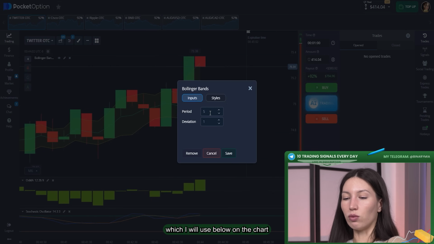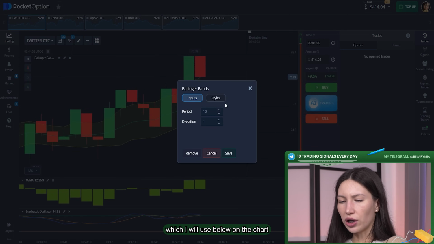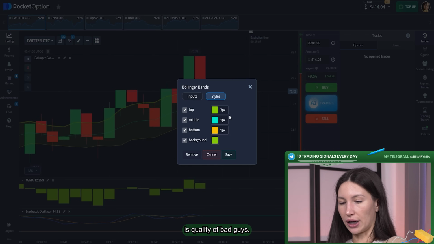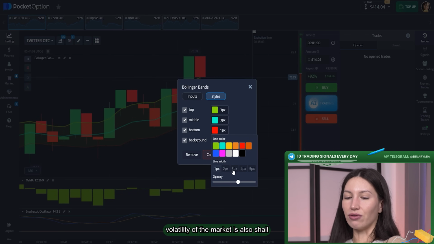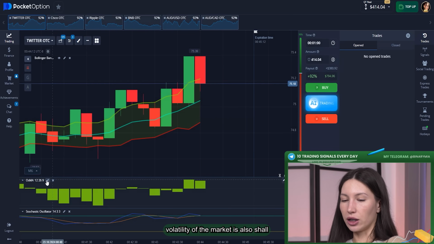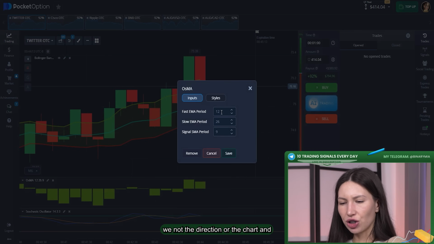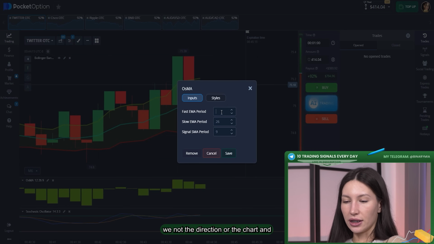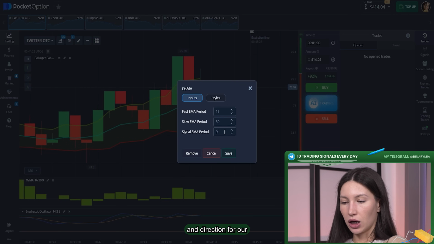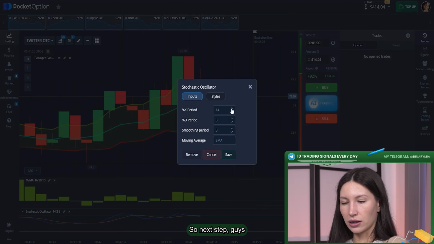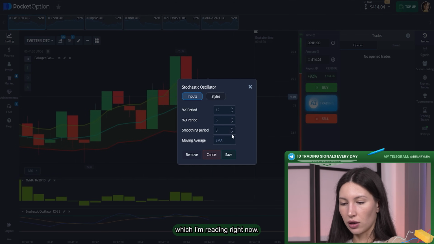First indicator, which I will use plotted on the chart, is Bollinger Bands, guys. This channel also shows us the volatility of the market. It also shows us the direction of the chart and direction for our rate. All right, so next is the stochastic oscillator, which I'm editing right now.